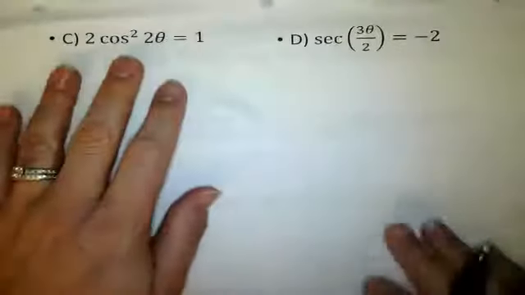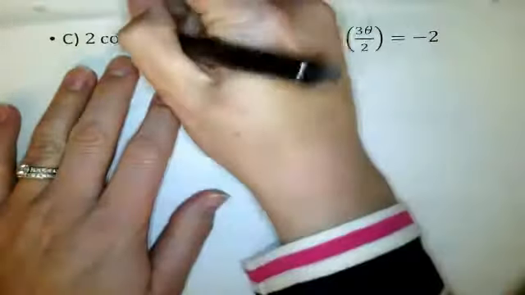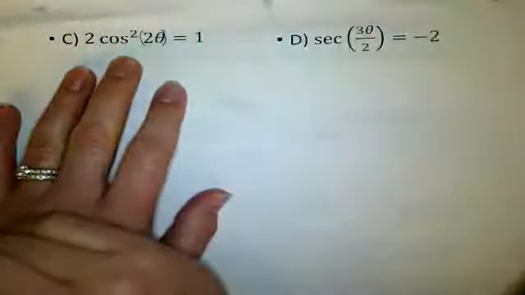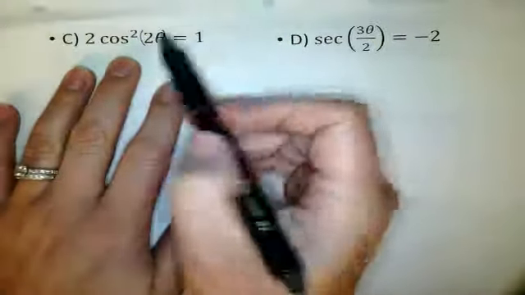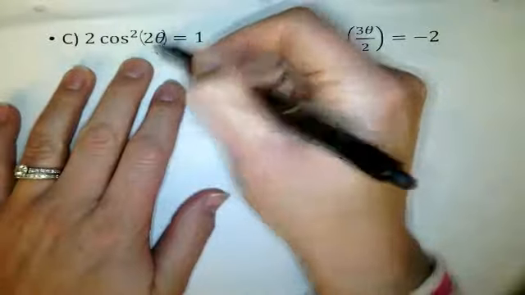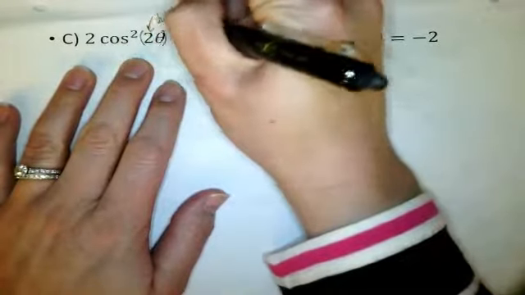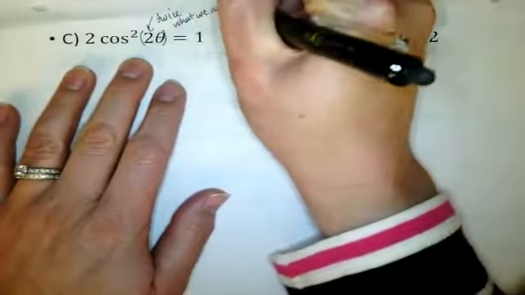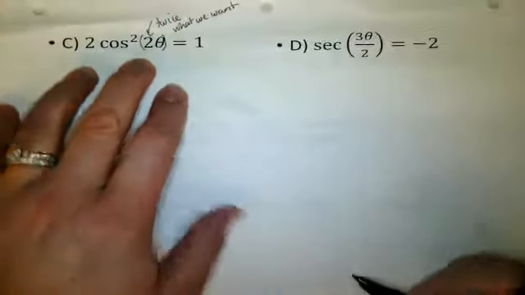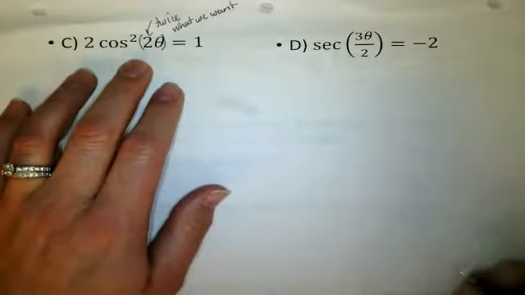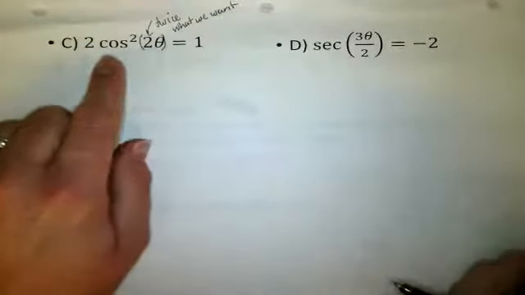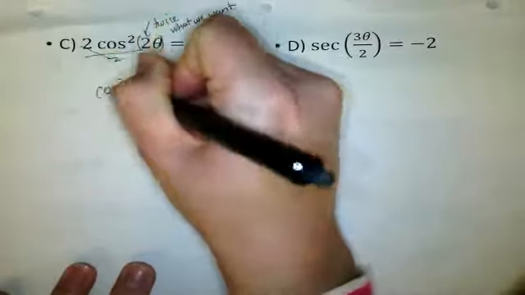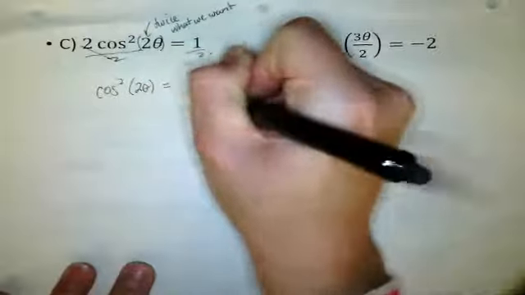Okay, we have 2 cosine squared of twice our angle is equal to 1. This is called a double angle. This is twice what we want. All right, so we're actually going to solve for twice what we want and then get the angle that we actually want. We want to isolate our trig function. What should we do first? Divide by 2, divide by 2. So we have cosine squared of twice our angle is equal to 1/2.